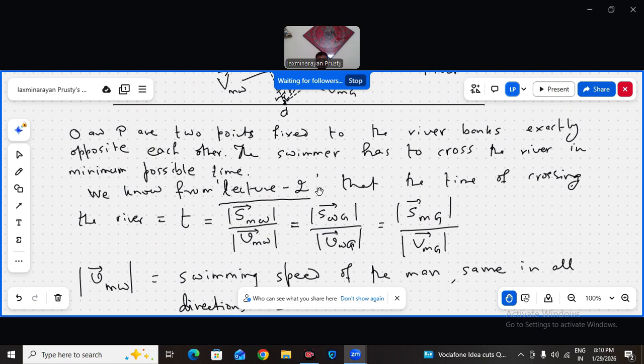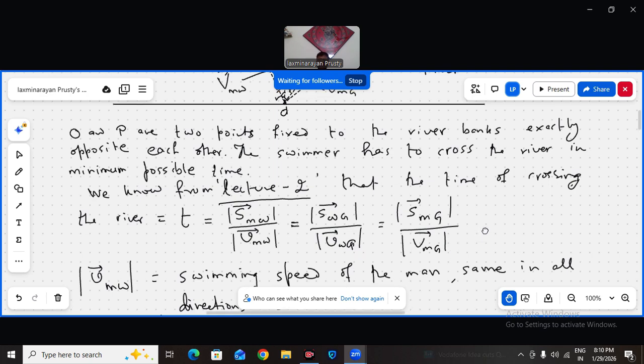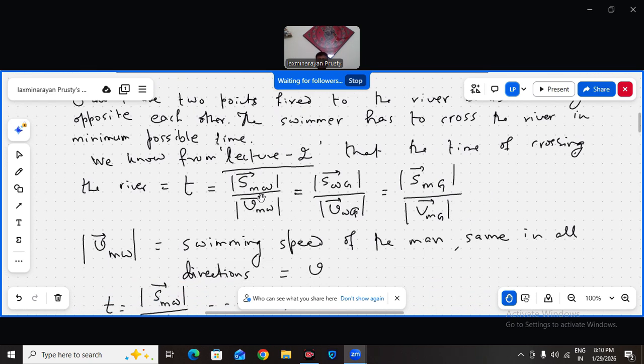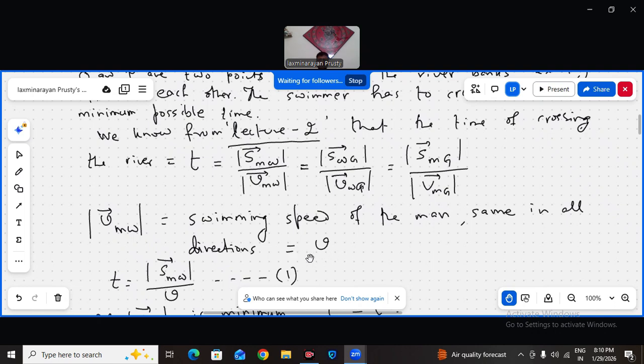The swimmer has to cross the river in minimum possible time. So you know from lecture 2 that the time of crossing the river T is either SMW by VMW magnitude, or SWG magnitude by VWG magnitude, or SMG magnitude by VMG magnitude. All the three will give the same time. But among them, the VMW is fixed. That is the velocity of man with respect to water, that is swimming speed, is the same in all directions, that is V. We know this common notation is V. So time will be SMW magnitude by V.